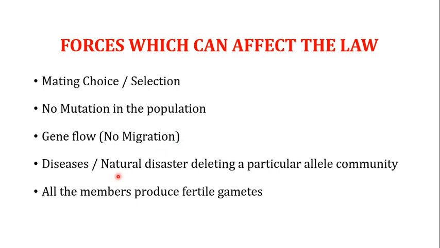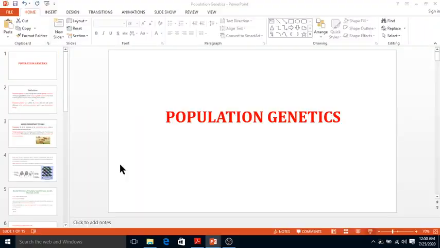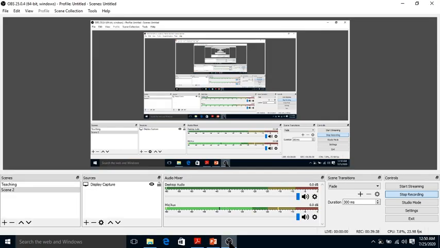The fourth point is that there should be no disease or natural disaster deleting a particular allele community, and all of the members should produce fertile gametes. Hardy-Weinberg say that if all of these forces are absent, then the allele and the genotype frequency will remain constant from one generation to another generation in a population. But if these forces are present, the allele and the genotype frequency will not be constant from one generation to another generation. We will continue the discussion in the next video.